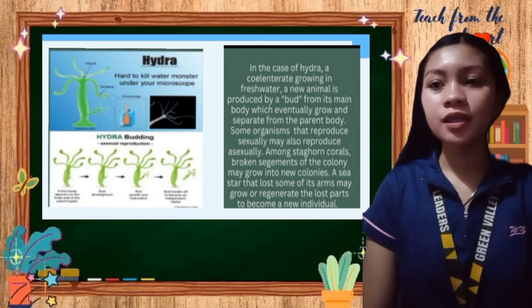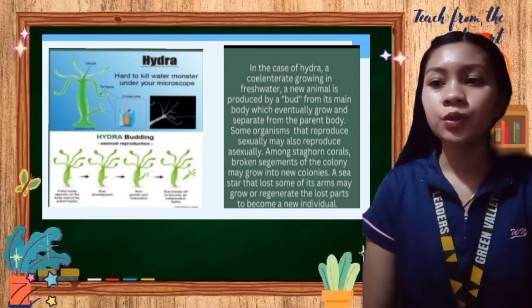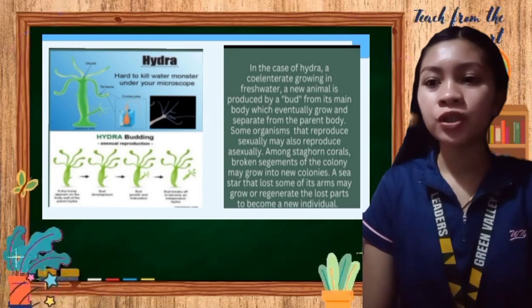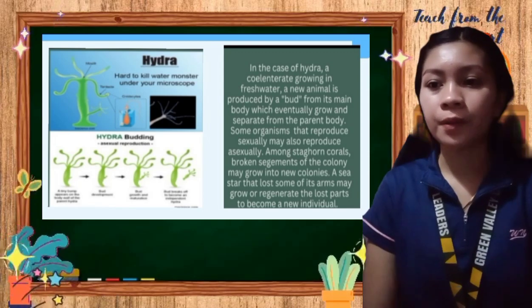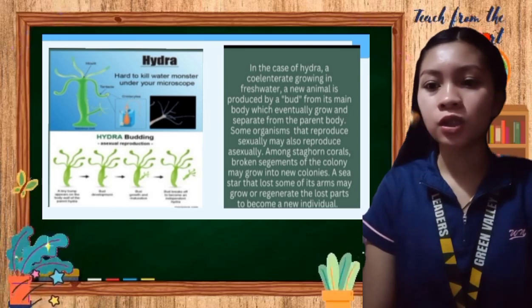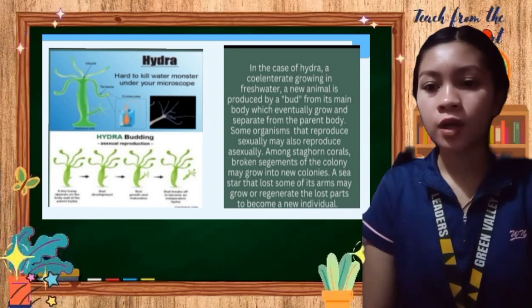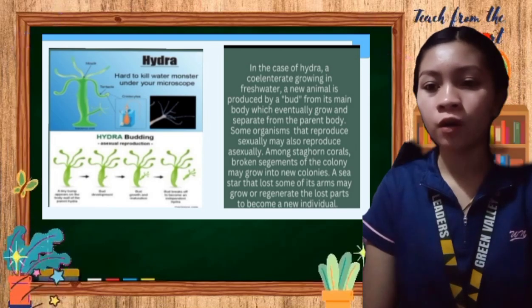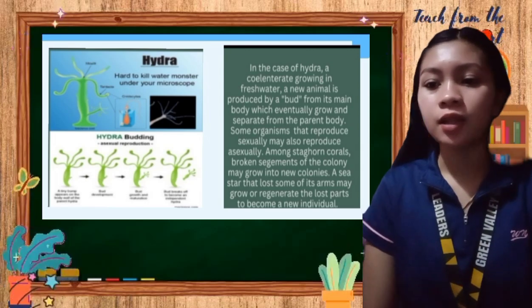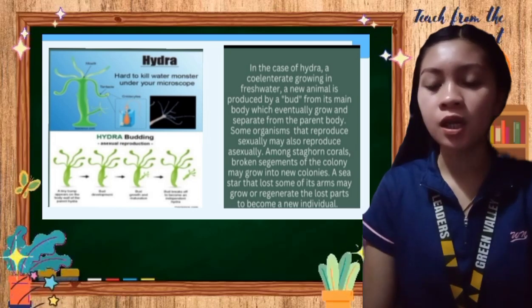Hydra. In the case of Hydra, a coelenterate growing in fresh water, a new animal is produced by a bud from its main body, which eventually grows and separates from the parent body. Some organisms that reproduce sexually may also reproduce asexually. Among staghorn corals, broken segments of the colony may grow into new colonies. A sea star that loses some of its arms may regenerate the lost parts to become a new individual.